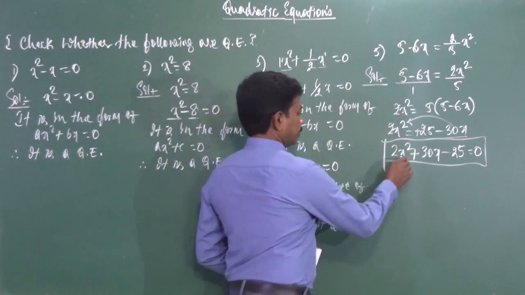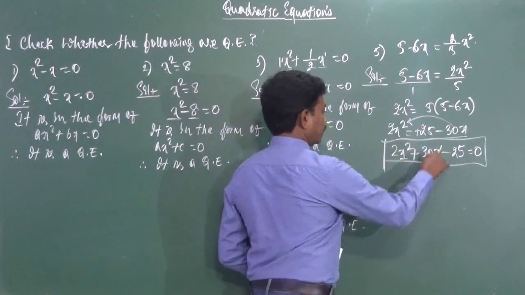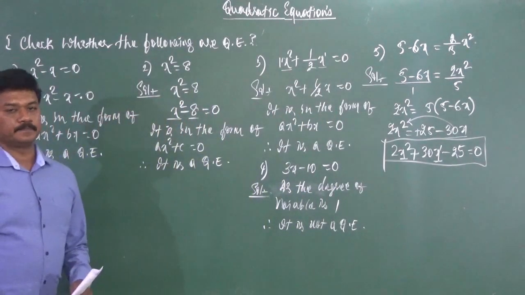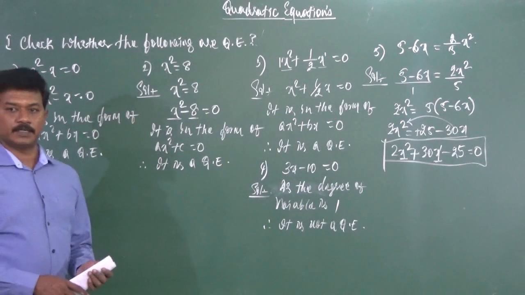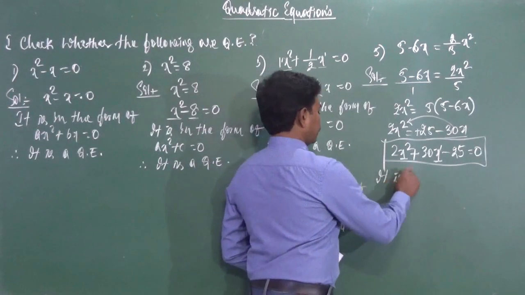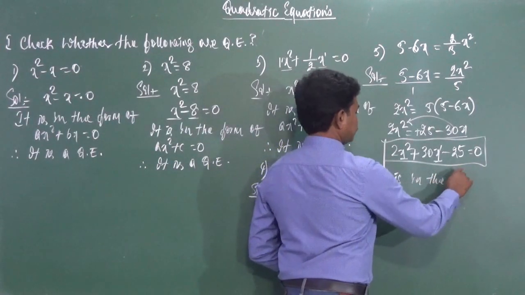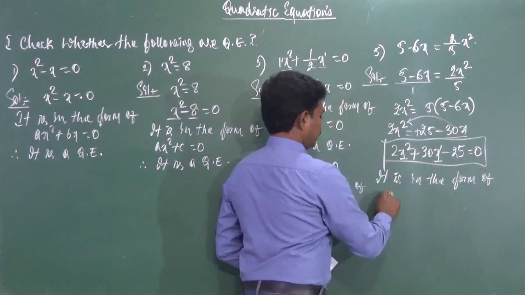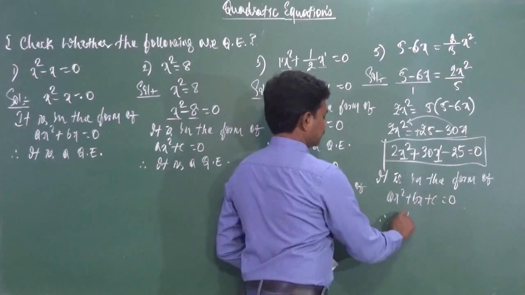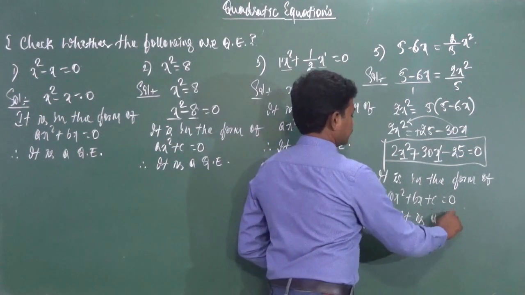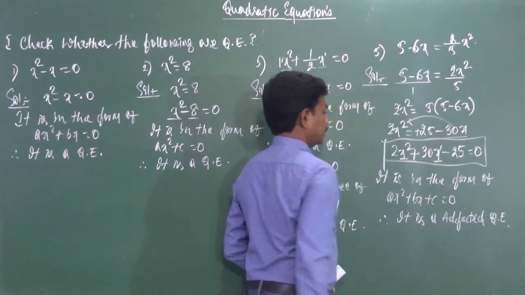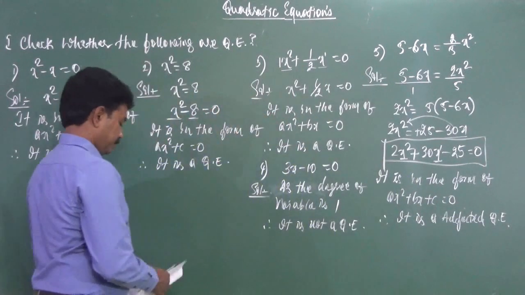Here the variable exists in degree 2 as well as in degree 1. So what type of equation is that? Is it pure? No. It is an affected quadratic equation. It is in the form of ax square plus bx plus c is equal to 0. Therefore it is an affected quadratic equation. So these are the problems.